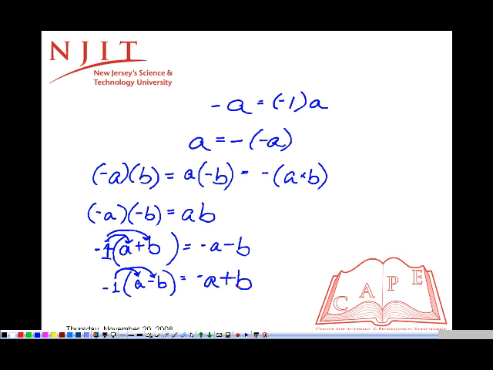Now you can also, if you'd like to make the first term positive, which some people like to do, this is reversible because it's addition. So you can just simply write b minus a. So all of these are equal.